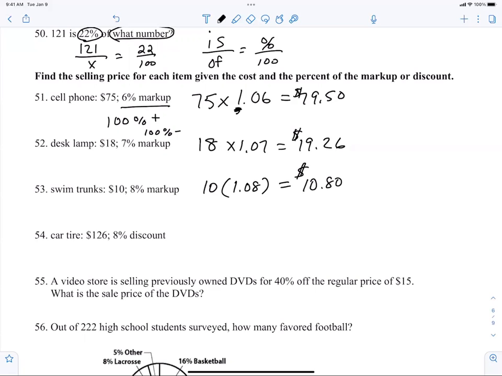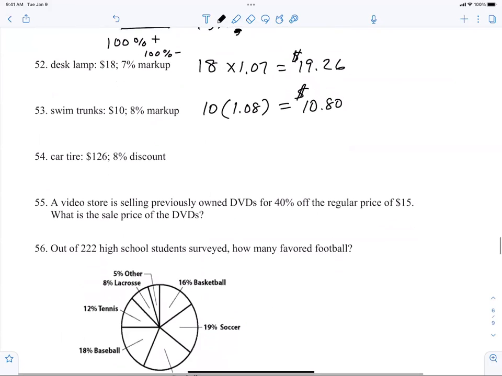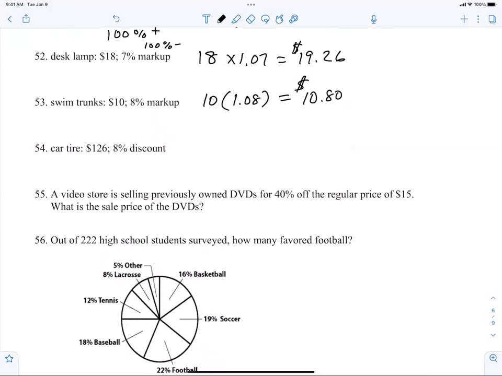Max, you still caught up now? Yeah. So number 54. Tell me what to do. So 100 minus 8 is 92. So what would I do? 0.92 times 126. Yes, sir. And we get 115.92. I'm happy with you on that, buddy.